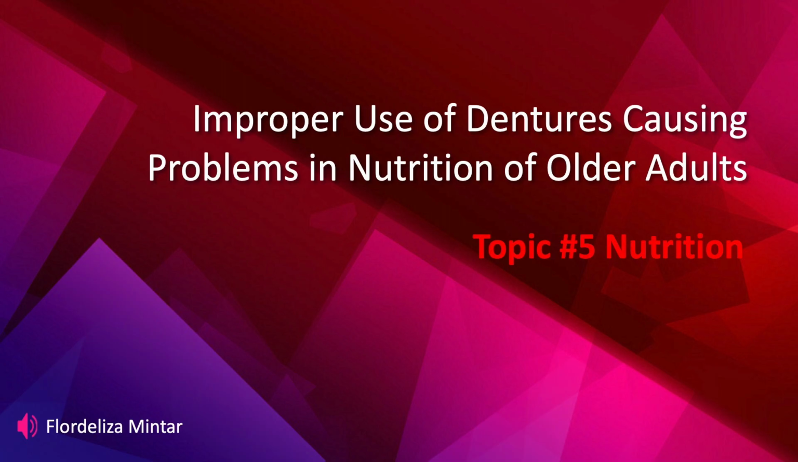The topic that we will be presenting today is related to topic number 5, nutrition, as mentioned by Misty. And the title of our presentation is Improper Use of Dentures Causing Problems in Nutrition of Older Adults. We chose this topic because some of us are working in a nursing home or long-term care facility, and this is one of the problems that the team wanted to address. According to the World Health Organization 2019, malnutrition is a global problem, and it is the leading cause of death and disease globally. We decided to make this topic our campaign to raise awareness among healthcare providers and patients in maintaining nutrition to patients and using dentures.